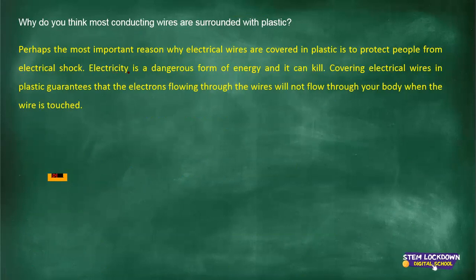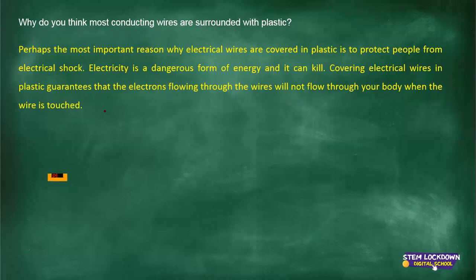And if they ask you to explain your answer, you're going to say electricity is a dangerous form of energy and it can kill you. And covering electrical wires in plastic guarantees that the electrons flow through the wires and will not flow through your body when the wire is touched by you.